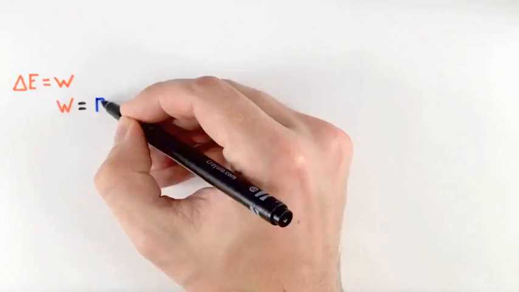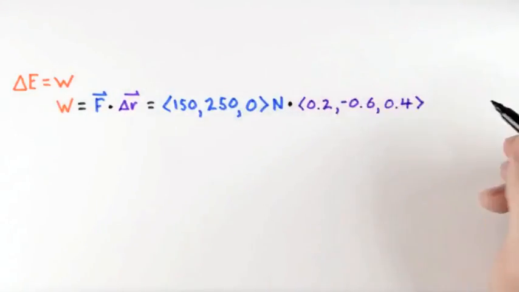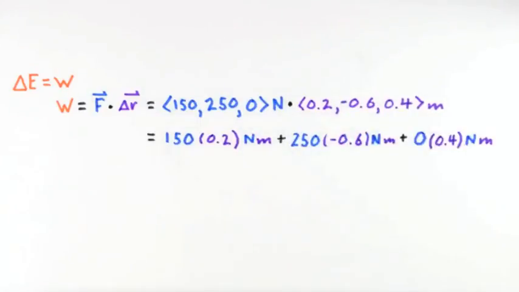Let's do that. Since we have both F and delta R in component form, we can compute the work using the dot product expressed in this form, and we end up with this. So we've answered part A.